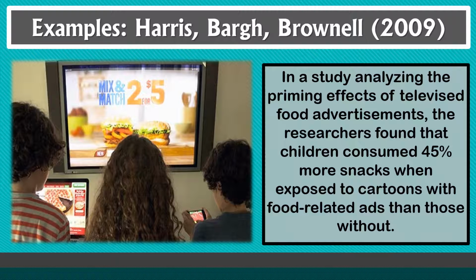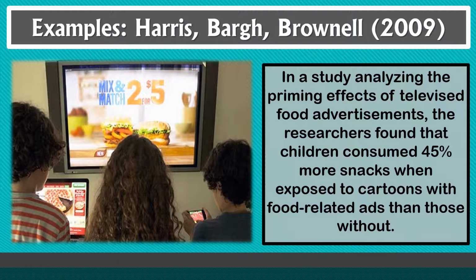In Harris, Barg, and Brownell's 2009 study on the priming effects of televised food advertisements, children exposed to cartoons with food advertisements consumed 45% more snacks during and after programming than children in a control group without food advertisements. This is particularly concerning considering how frequently children are exposed to a multitude of food advertisements through television and other media outlets daily.